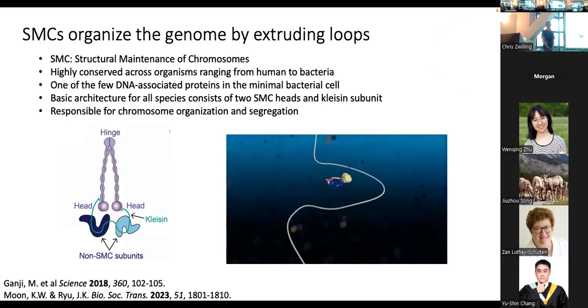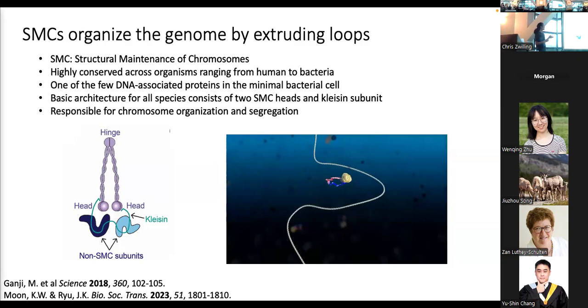So what are SMCs? These are proteins in the minimal cell. SMC stands for structural maintenance of chromosomes. This is a very highly conserved protein across all domains of life. It's found in all organisms from human cells to bacterial cells, and it's present in our minimal cells. When you try to take this out, the minimal cell dies. So it's one of the few DNA-associated proteins that are remaining in Syn3A.